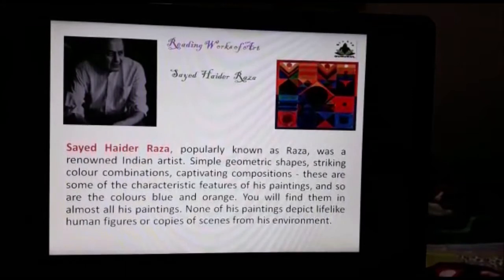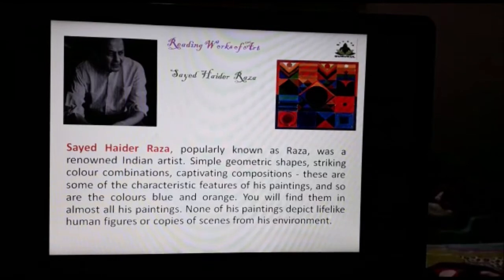Now this can be an answer to the question, children, what is the speciality or peculiarity about his painting? So the characteristic feature of his painting is that he would use captivating compositions. And so are the colors, and especially here it refers to the colors that he used to choose, and they were blue and orange, children. So that's what we see, maximum use of color is blue and orange.